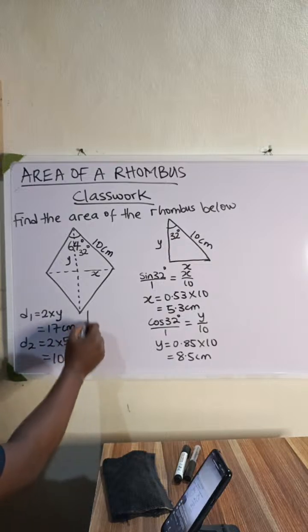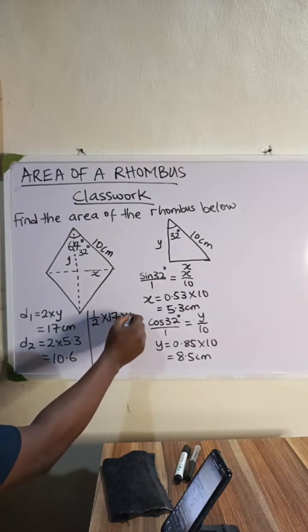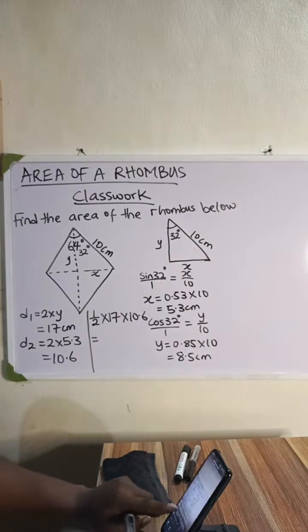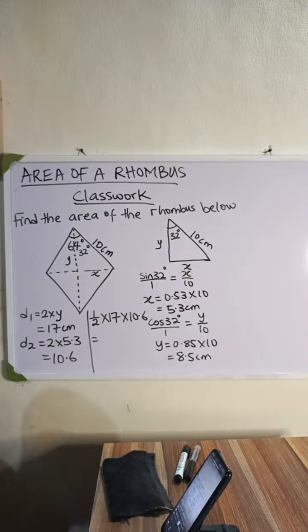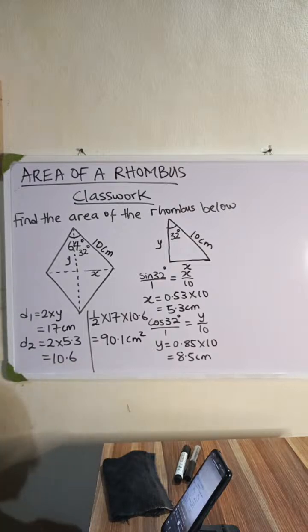So finally we have the area is equal to half times 17 times 10.6, then divided by 2. So it's actually 90.1. Well done, everyone. Well done.